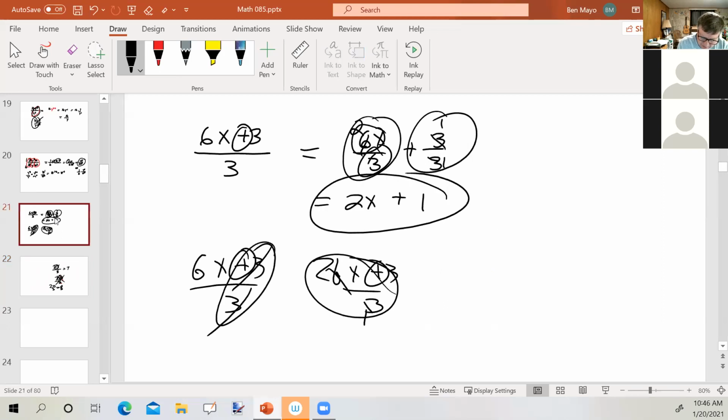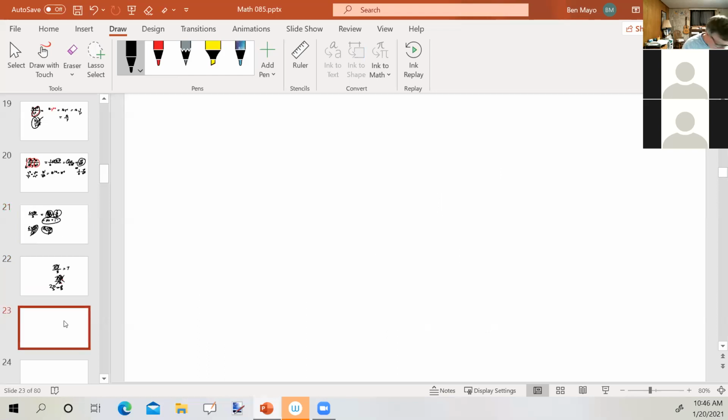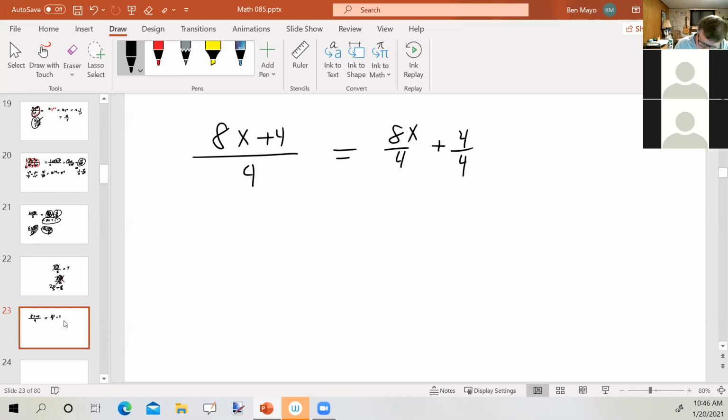So again, back to this idea where we have to split things up. So let's take a look at some more of those. Let's see, 8x plus 4 divided by 4. A polynomial divided by a monomial. So we're going to take each term of the numerator divided by the denominator. Then we go back and simplify each separate fraction. 8 over 4 is 2, so I get 2x plus 1.